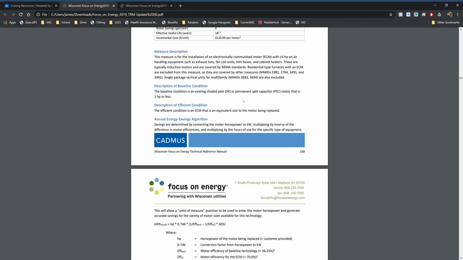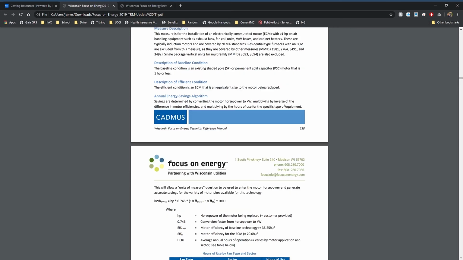And while they're very small motors, obviously they're less than 1 horsepower, they have very high run hours. So refrigeration units and that kind of thing, they will have very high run hours. And so those small differences in efficiency do make a big difference.